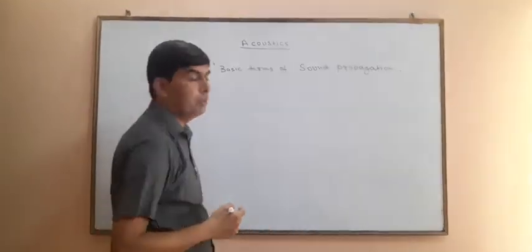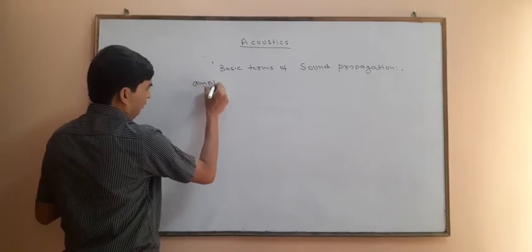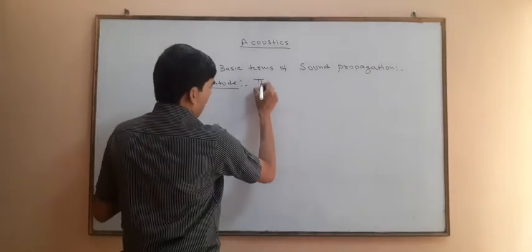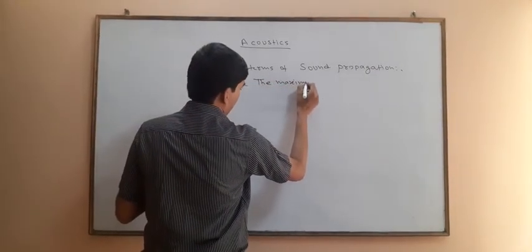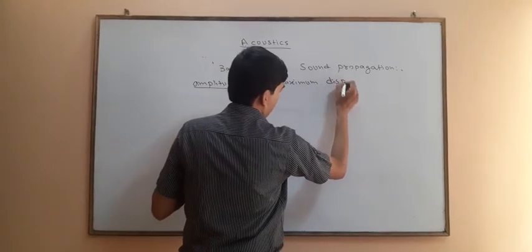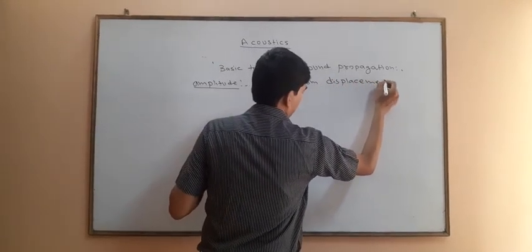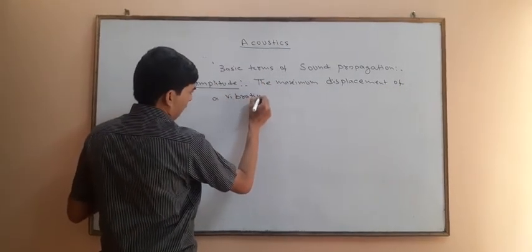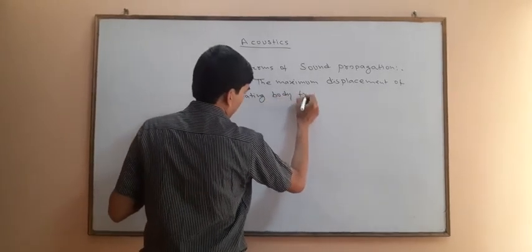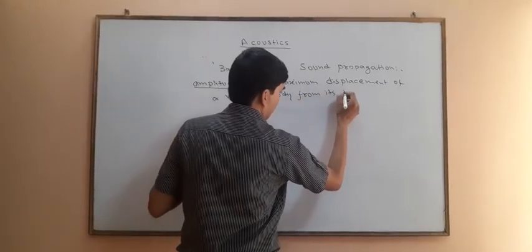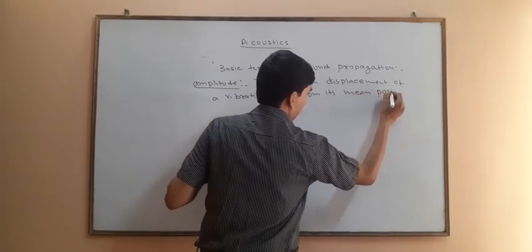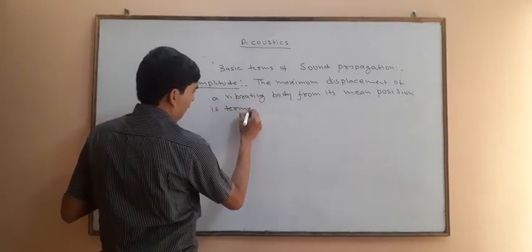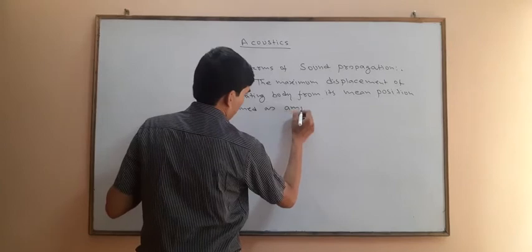The first one is amplitude. The maximum displacement of a vibrating body from its mean position is termed as amplitude.